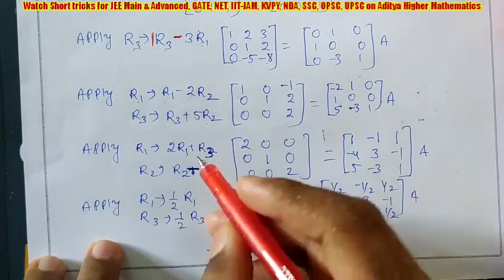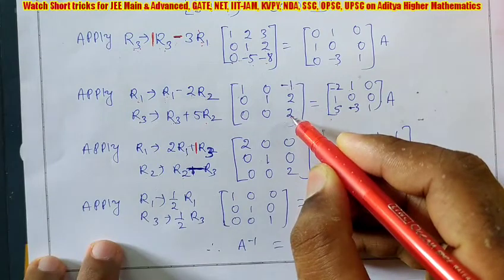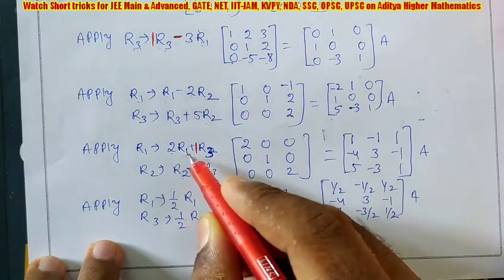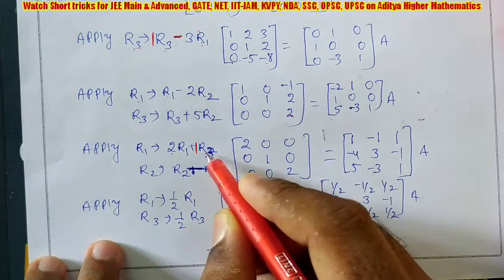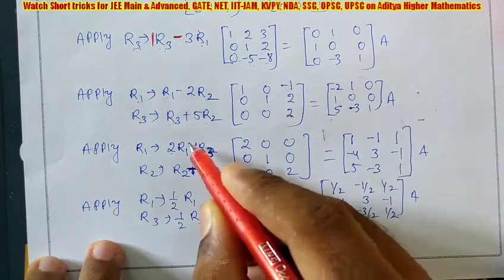So 1 only. Then we are not writing. That means 1. And in R3 it is 2, so you have to take it as the coefficient of R1. Reverse: the R1 number you write in R3 and the R3 number you write in R1. Now both have opposite signs, so the sign is plus. Simple.